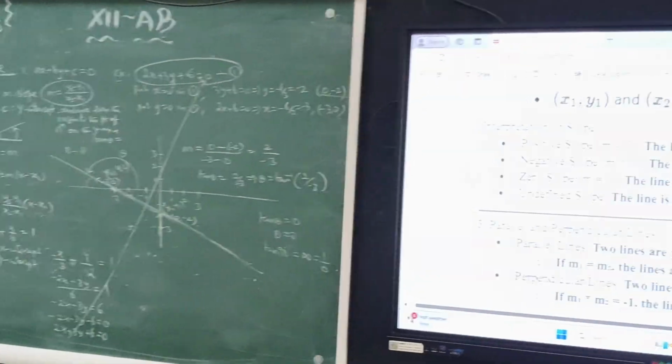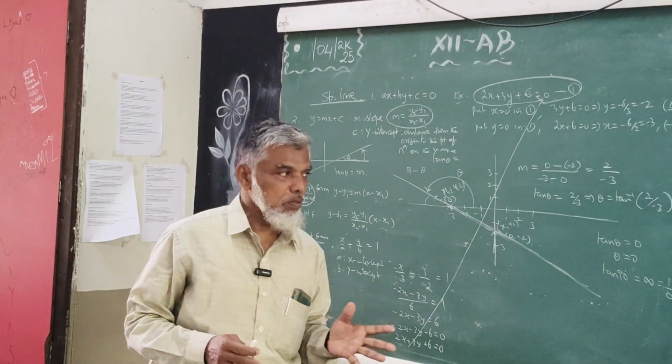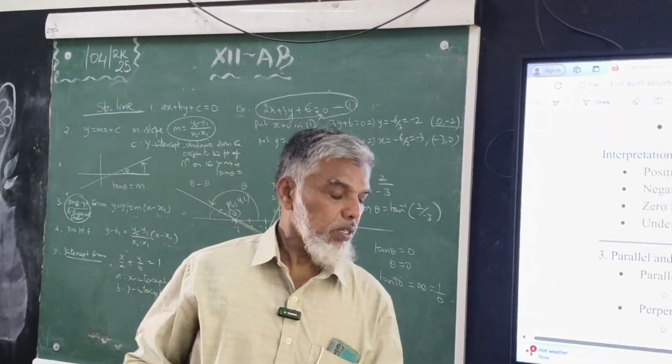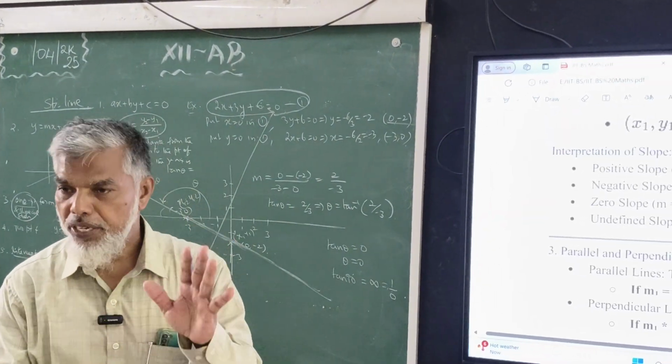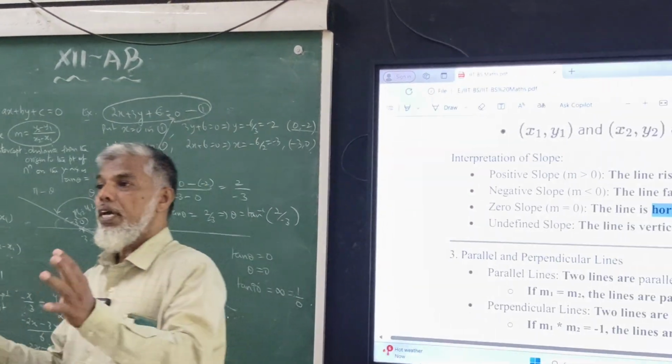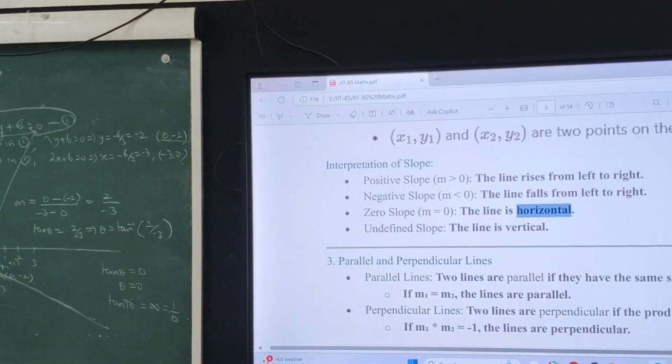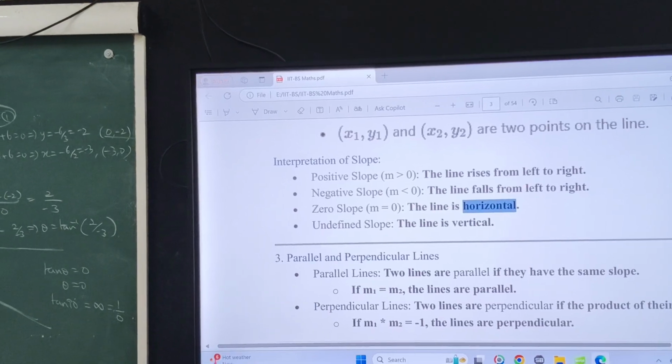So these are very basic concepts you already studied, but you may have forgotten. That's why I revised. Next, when the two lines are parallel, when the two lines are perpendicular. And any doubt in this?